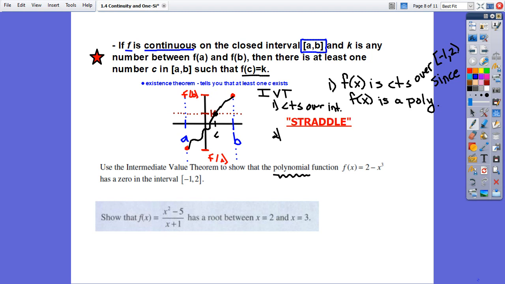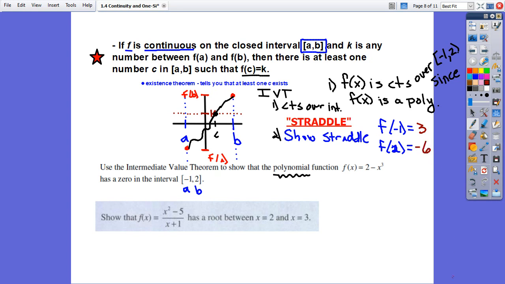Okay, number two, we've got to show the straddle. When I say show the straddle, what I mean is you want to find what is f of a and what is f of b. In this case, our a and b are two x values, -1 and 2. So I want to show what's f of -1, and I've got to find what is f of 2. That's what I mean by showing the straddle. So find your two values. f of -1, we plug -1 in and we end up getting 3. When I plug 2 in, I get 2 minus 8, which is -6. Okay, so there are my values.